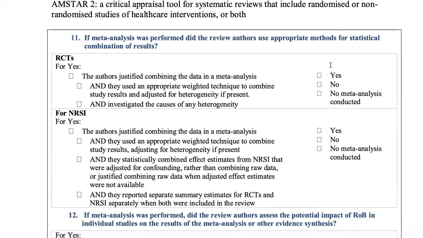If they combine, for example, both acute and subacute with a chronic population, it's not fine because they should have different results. Acute and subacute, okay, it's okay if you combine them all together, but acute and subacute plus chronic low back pain is not fine at all. And also, if they used an appropriate weighted technique to combine study results and adjusted for heterogeneity if present, and also if they investigated the cause of any heterogeneity.